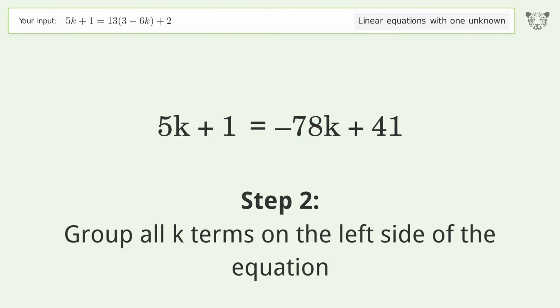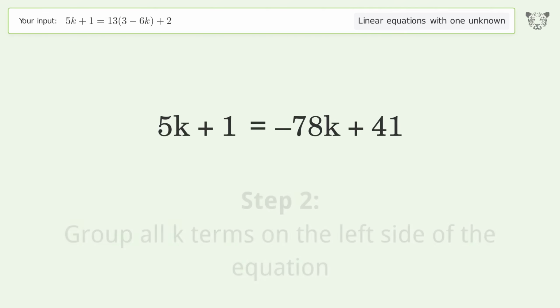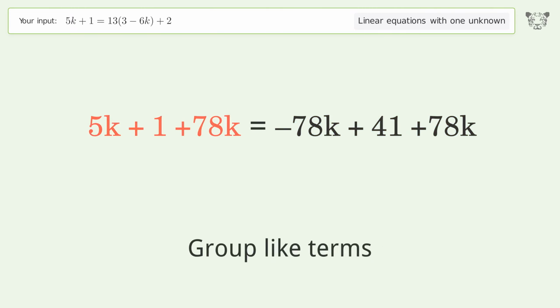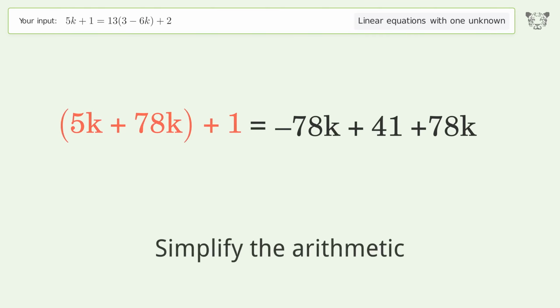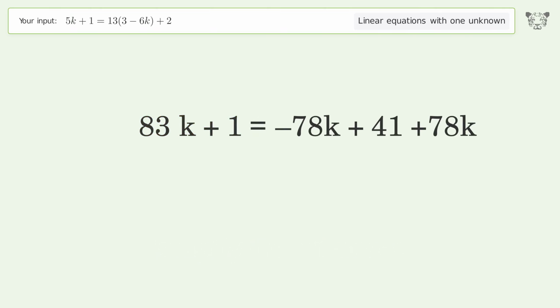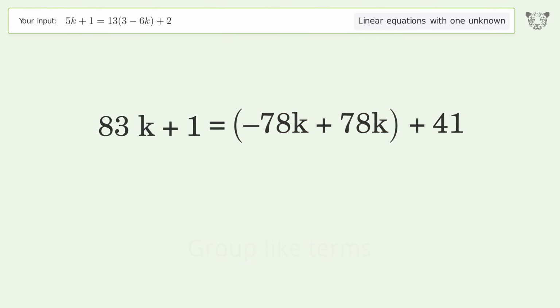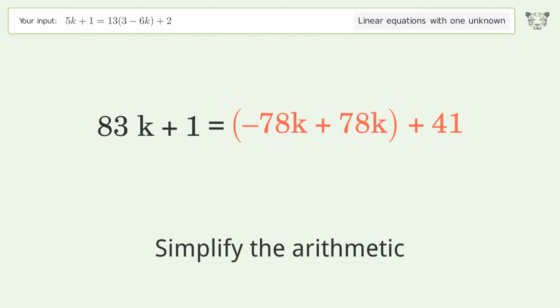Group all k terms on the left side of the equation. Add 78k to both sides. Group like terms. Simplify the arithmetic. Group like terms. Simplify the arithmetic.